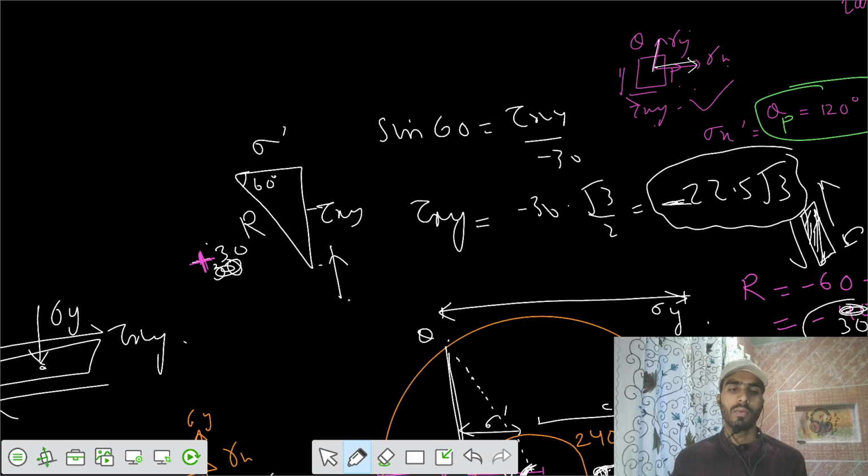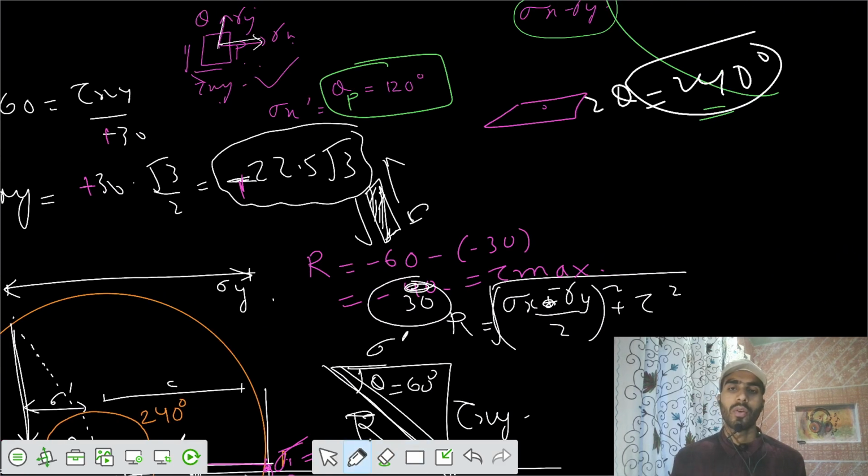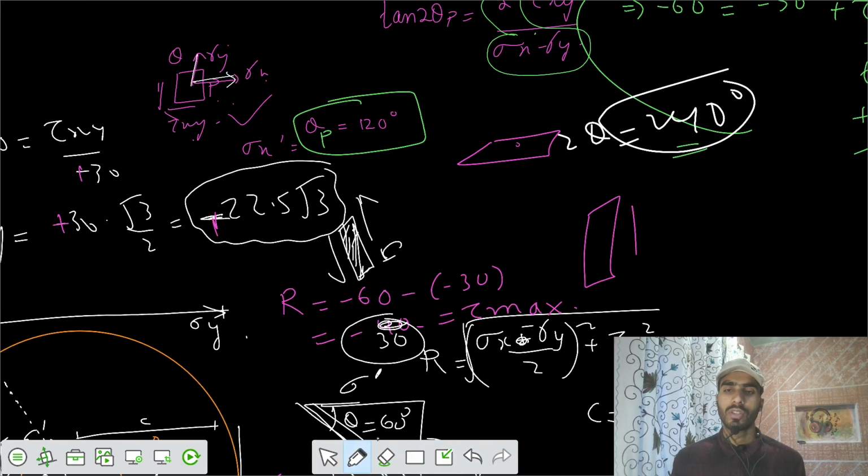If you have a triangle, you don't say a negative side is there. You would say some magnitude of side when you calculate the sides. Let's take the positive values for now. Let's say this is positive value 30. So you got some shear stress 22.5 root 3. But we know that on plane P, shear stress was negative. That means the direction of shear stress should be anti-clockwise. And similarly, for this plane, it was clockwise.